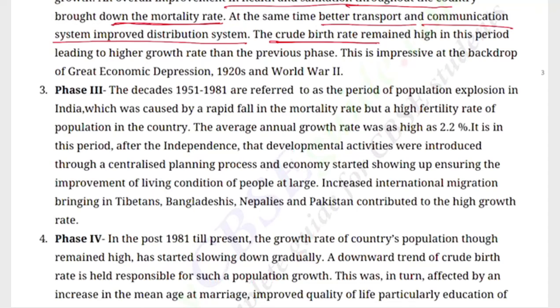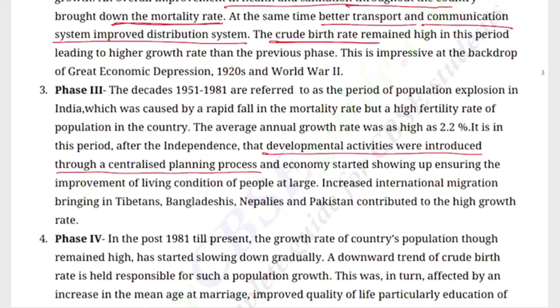And the reason behind this growth rate during this period was that development activities were introduced through the central planning process. Because after India became independent, the developmental activities and developmental projects were activated through centralized planning, they were implemented, and the economy started showing up, ensuring the improvement of living conditions of the people at large.